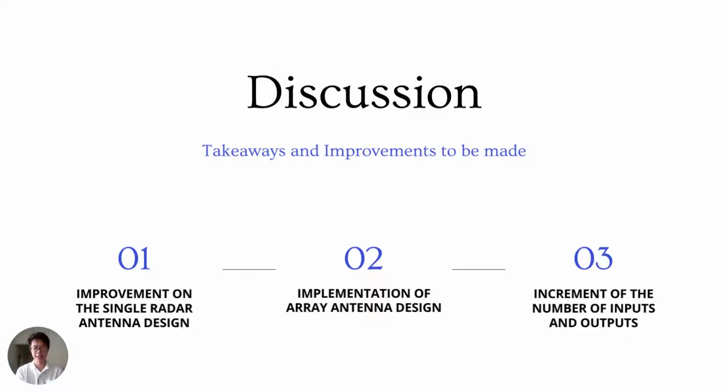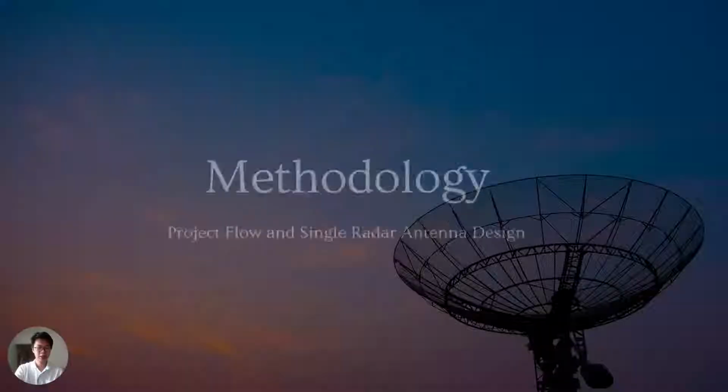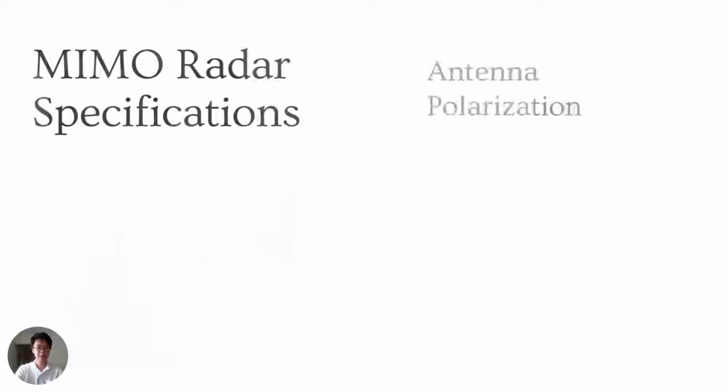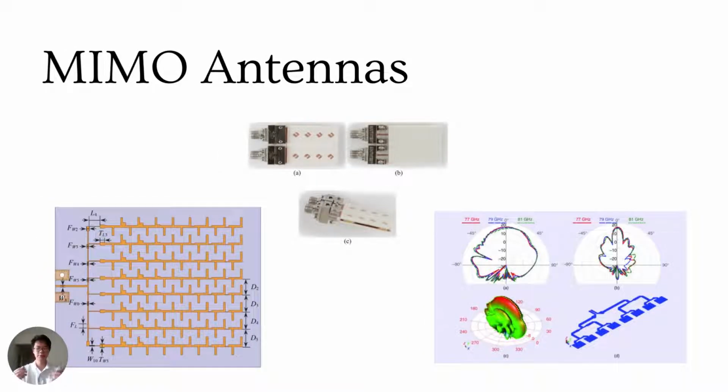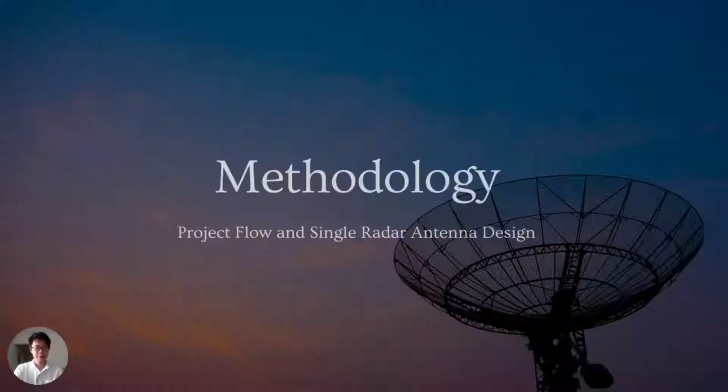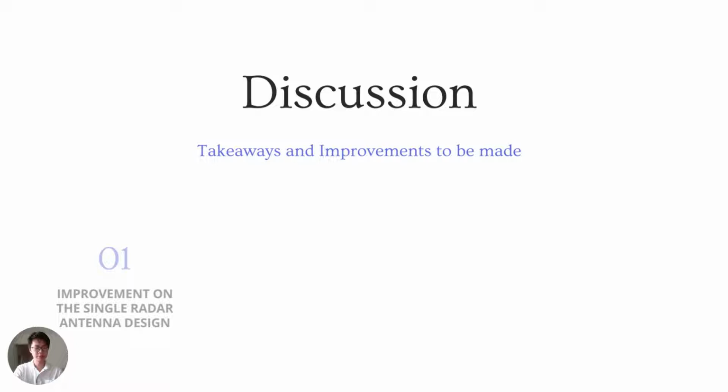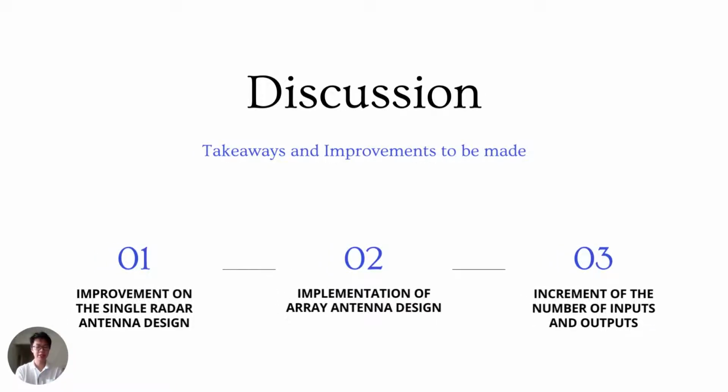Second, implementation of the array antenna design as shown over here, the COM array. So we have the advantages of both an array antenna and a MIMO antenna, which is more reliable and you can use beamforming. And lastly, the increment of number of inputs and outputs. So we're not going to stick with 2x2, maybe we're going to do 8x8. So 8 inputs and 8 ports, or 8 arrays. With this, we could improve the spatial diversity and all this. However, this would all start with the improvement on the single radar antenna design.